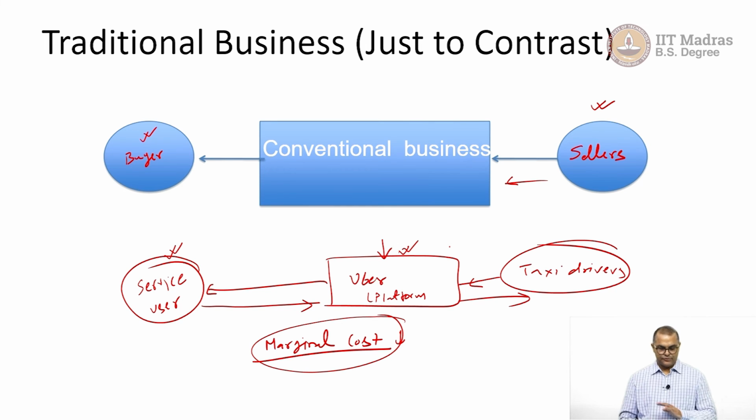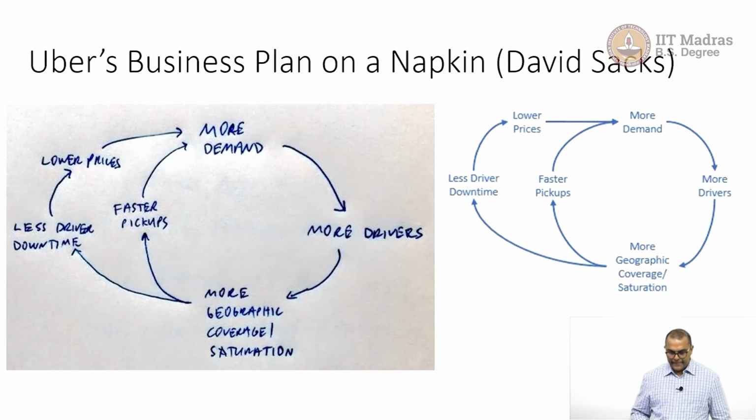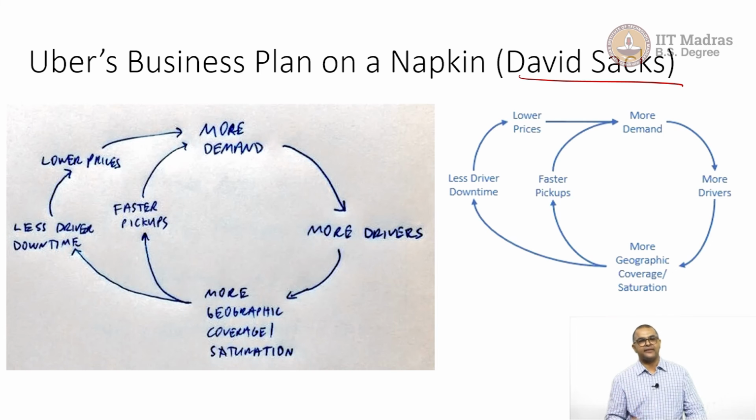So it is very different than traditional business where things are flowing in one direction. It is linear. Here it's designed in a very, very different way. In fact, I have the Uber business plan on a napkin that was given by David Sachs. He was a veteran of PayPal and he had started many platform businesses. This is by David Sachs, but here that's just in a fair way.